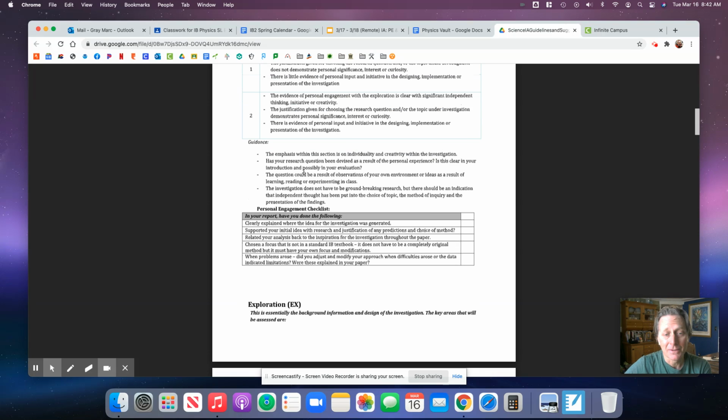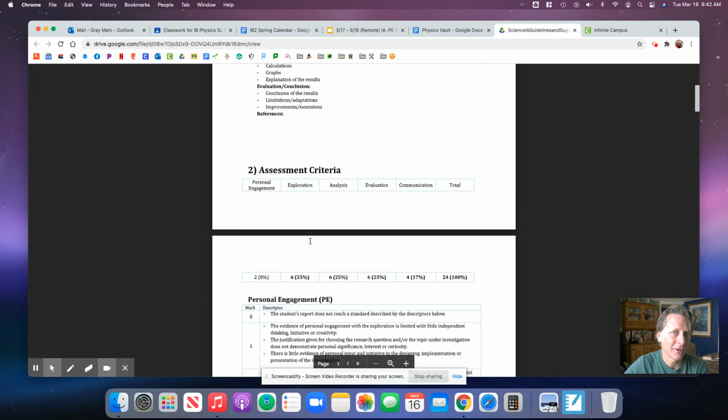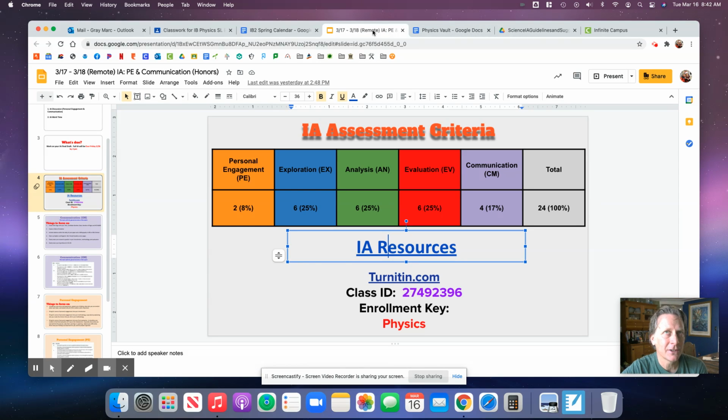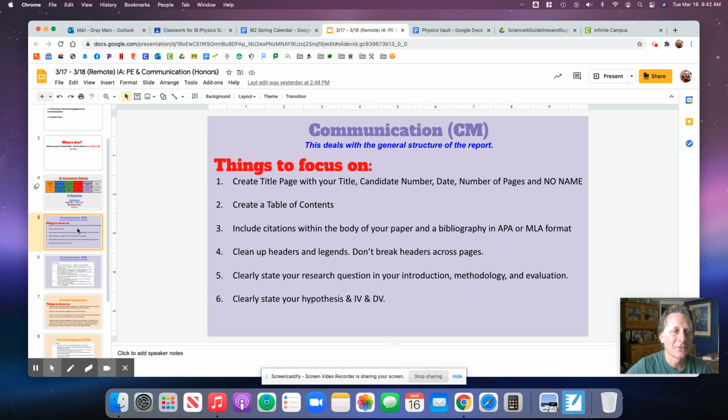So notice it gives you some guidance, and it gives you these checklist items, and it does the same thing for exploration. That's what we're going to be using today to go over our information. In past classes, you had a chance to look over your IA, look over the comments, and then connect the comments to the rubric. So today we're going to be really focusing on doing the corrections themselves.